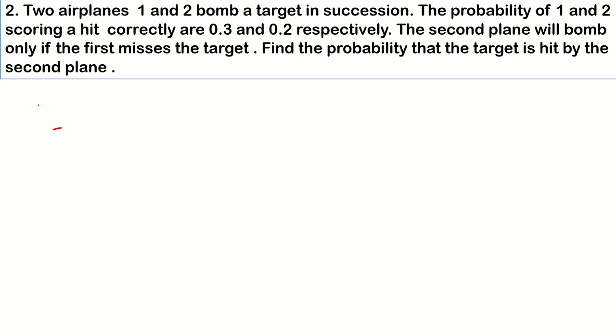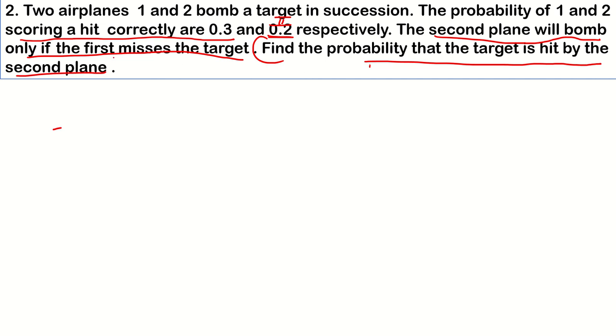So if you read this problem, they say that if aeroplane 1 hits a target correctly, the probability is 0.3, and if aeroplane 2 hits the target correctly, it is 0.2. The second plane will bomb only if the first misses the target. That is the condition, and you have to find the probability that the target is hit by the second plane.